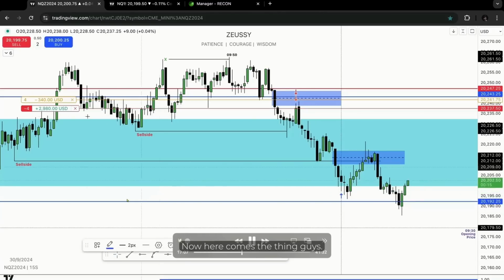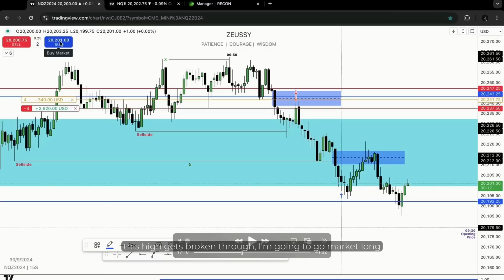Now, here comes the thing, guys. For those of you that understand the market structure shift pattern, that know what it looks like, you might look at this high here and think to yourself, okay, the moment this high gets broken through, I'm going to go market long and I'm just going to buy it because I'm going to look for higher prices. Why? Well, we took out sell side liquidity and we trade above this high, which set up the run lower into that low.